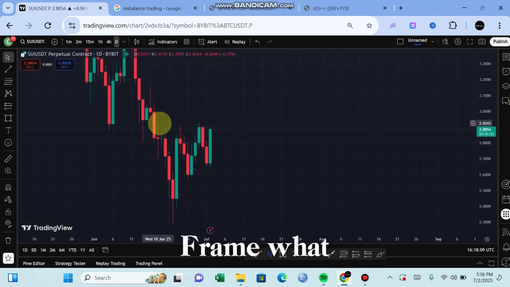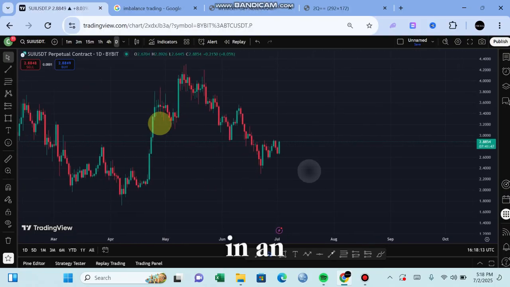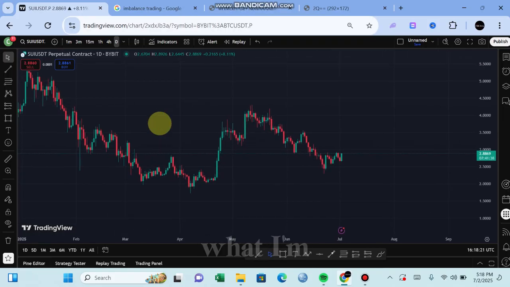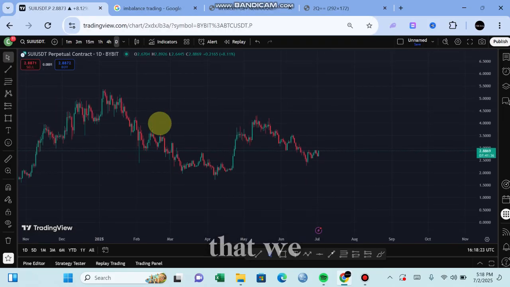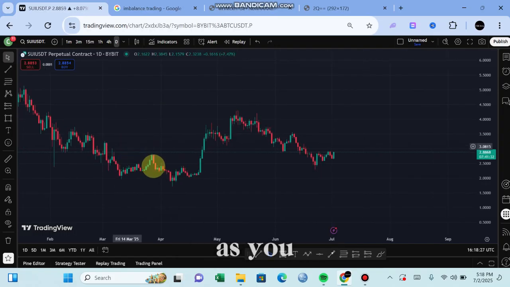In the daily time frame, what we're doing is identifying the direction the market is moving. Are we in an uptrend or are we in a downtrend? You should be able to identify the market structure. From what I'm seeing right here, it seems that we are in a downtrend on the daily time frame, because as you can see, the market pushes up over the previous high at this place.